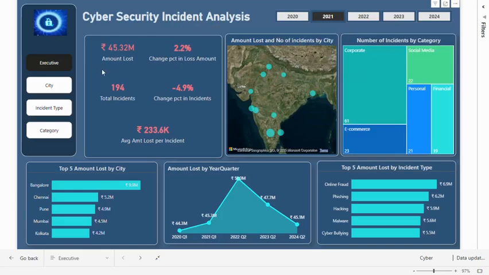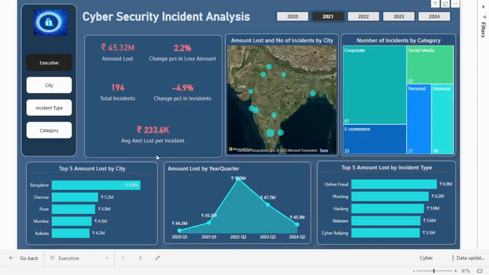In key metrics, I included total amount lost and total number of incidents in the selected year. The change percentages are calculated with respect to last year. I noticed a drop in incidents which raised a key question. Is this due to better threat management or underreporting? But I see that the incident count remained consistent in the coming years.